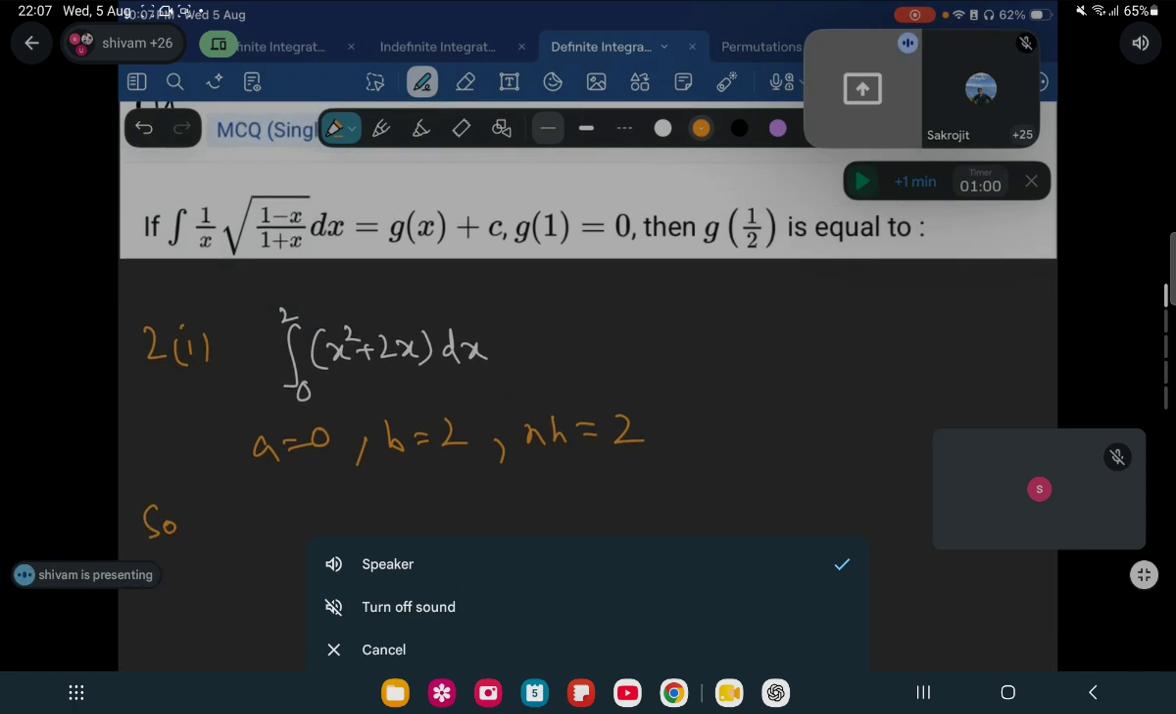So what is the integral from 0 to 2 of x square plus 2x dx? Okay, first of all, let me write down the expression. Limit h tends to 0, n tends to infinity. It will be equal to h into f of 0 plus f of h, plus f of 2h, plus dot dot dot, plus f of (n minus 1) whole h.